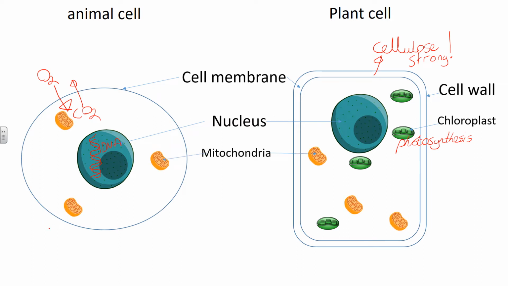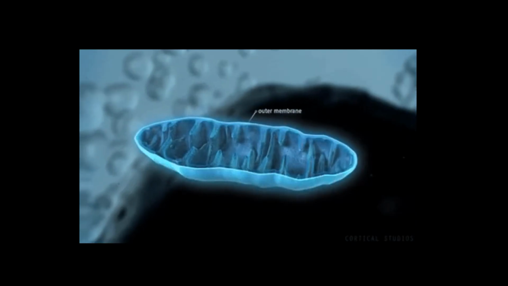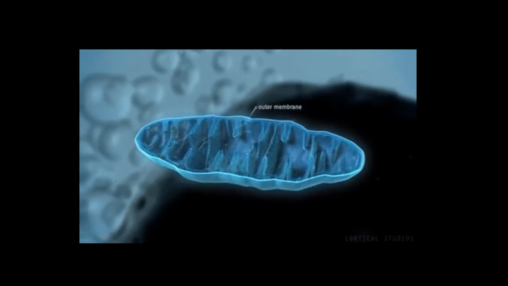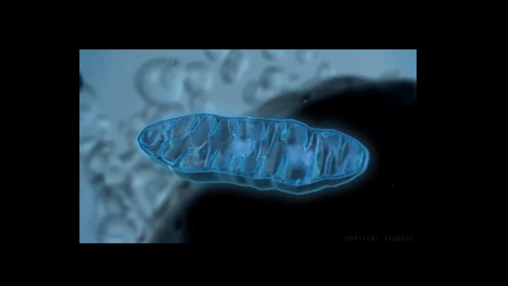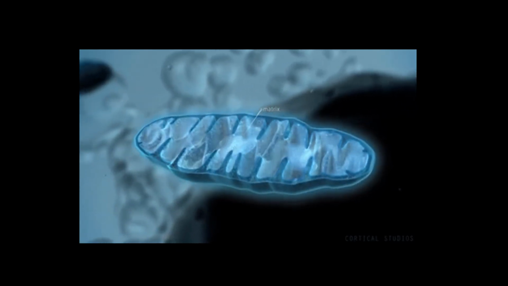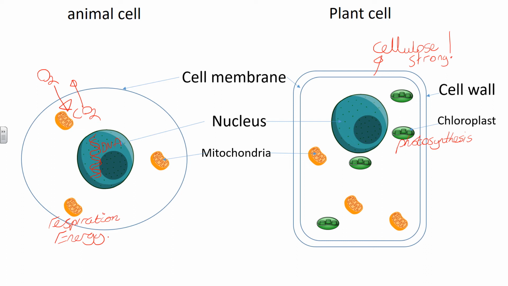Both types of cell have mitochondria. These are referred to as the powerhouses of the cell. This is where aerobic respiration takes place and energy is released. We don't say energy is produced, we say energy is released. And mitochondria have a large membrane inside them called an inner membrane, which gives it a massive surface area to carry out aerobic respiration and release as much energy as possible.